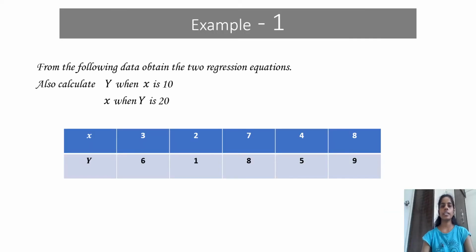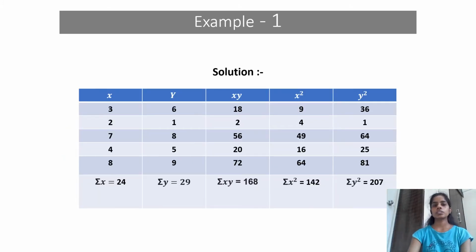Now with an example, we will see how to calculate the regression equation. The example is: from the following data, obtain the two regression equations. Also calculate y when x is 10 and x when y is 20. Here are the x values and y values. The solution is, we already have x values and y values in the given question. Now we want to calculate xy, x square and y square.